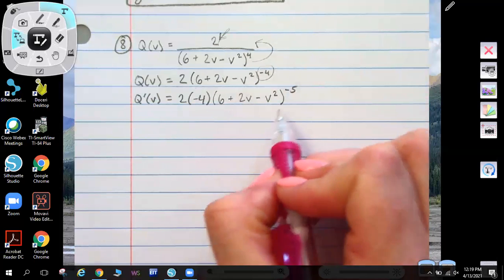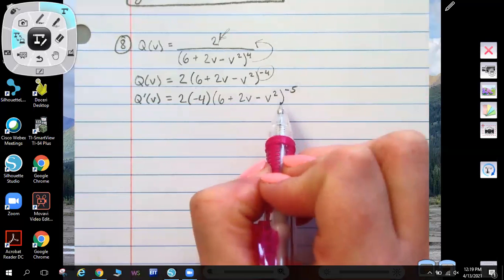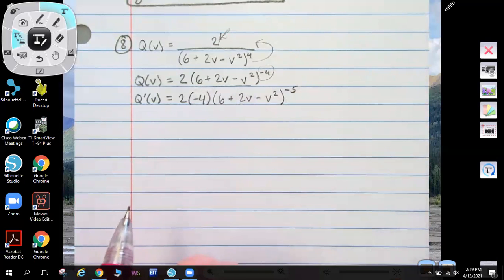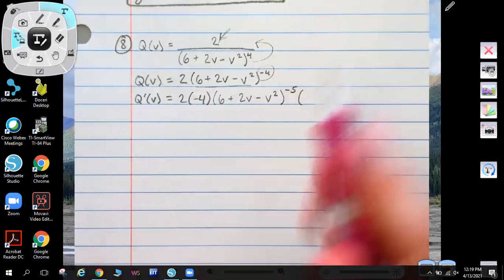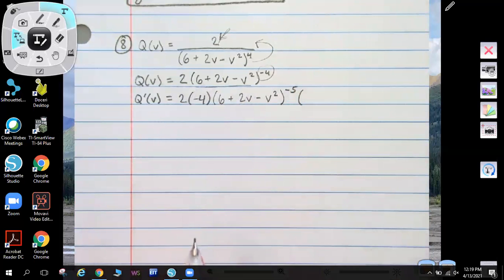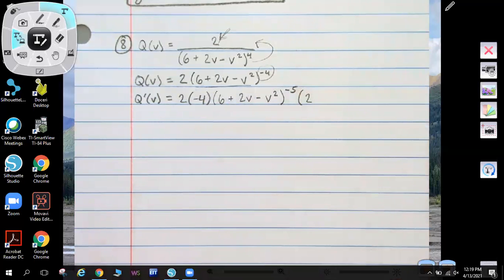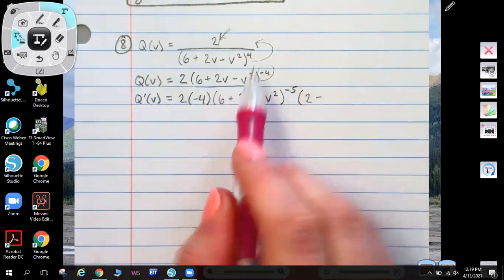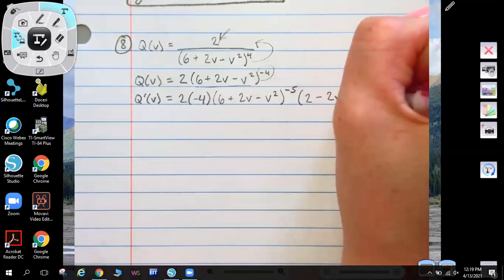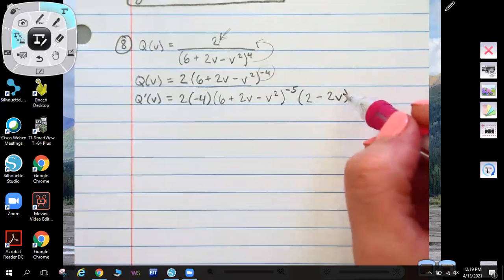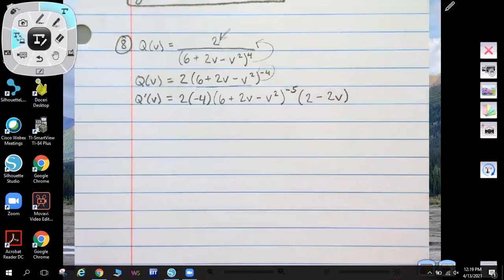Now, the part of the chain rule after we've taken the derivative of the outside function: we take the derivative of the inside function, which is 6 plus 2v minus v squared, and we multiply. The derivative of 6 is 0, so I'm not going to write that. The derivative of 2v is just 2, minus the derivative of v squared, which is 2v. That v is to the first power because we subtracted 1 from 2, but if you have an exponent of 1, you don't have to write it.